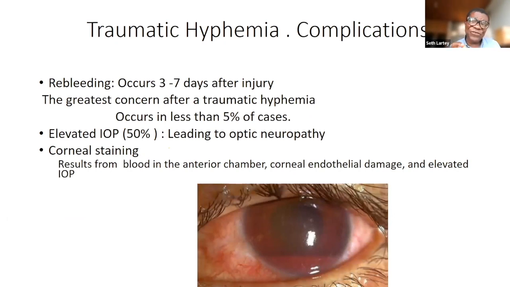There are three main issues with hyphema. Rebleeding: rebleeding will occur within 3 to 7 days, and that's the greatest concern after traumatic hyphema. And then raised intraocular pressure: 50% of hyphemas will have raised intraocular pressure that can lead to optic neuropathy. And then finally, staining of the cornea, and that's a bad thing. That would take months to years to resolve.